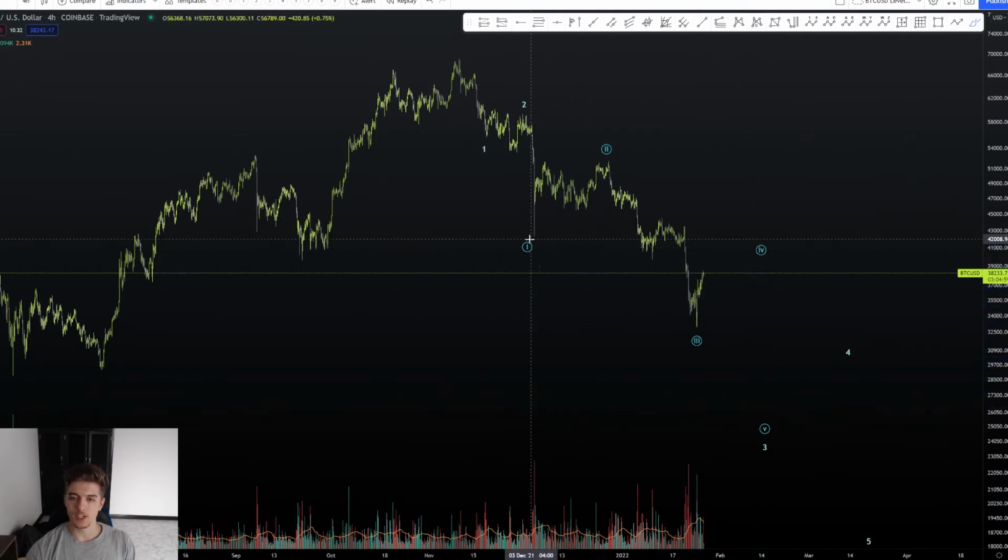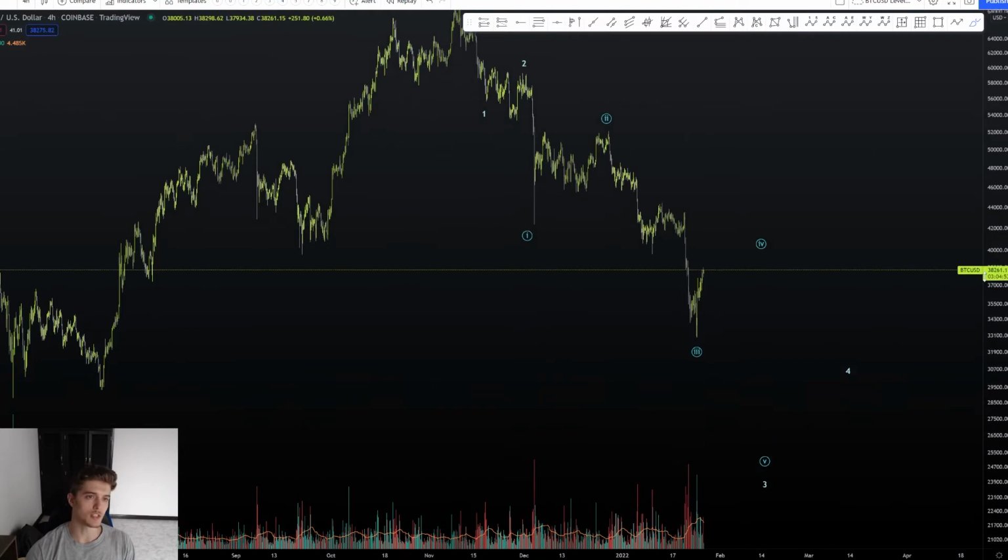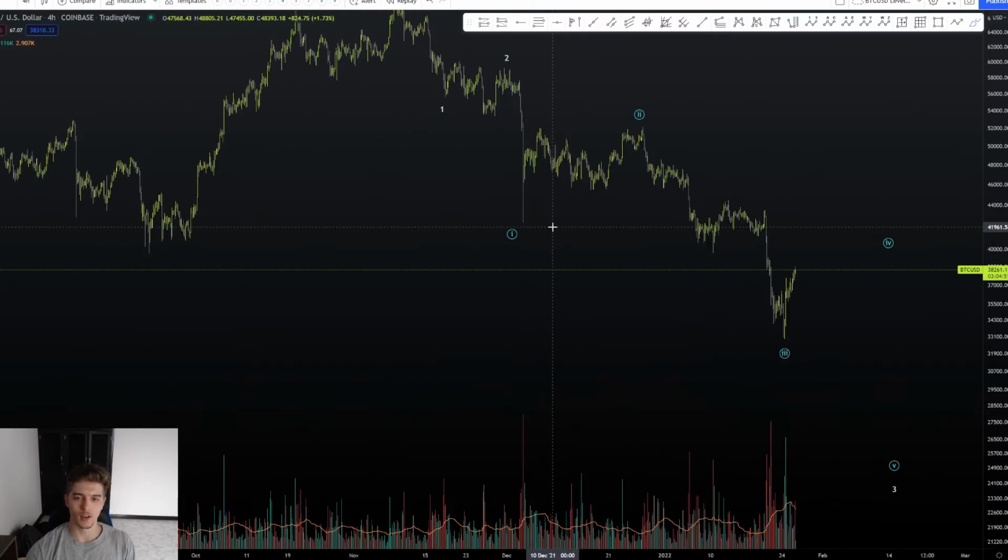Now, an easy invalidation of this count would simply be coming above the low put in of wave 1. So in the case of this Coinbase chart, coming above about 42.3K, because in that case we'd be moving into the price territory of wave 1, which would invalidate this section being an extended wave 3.